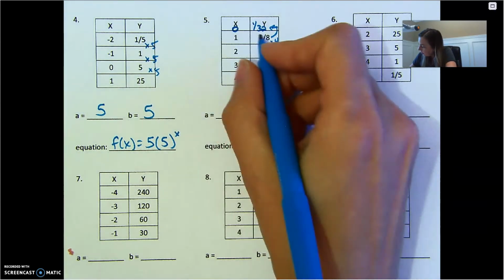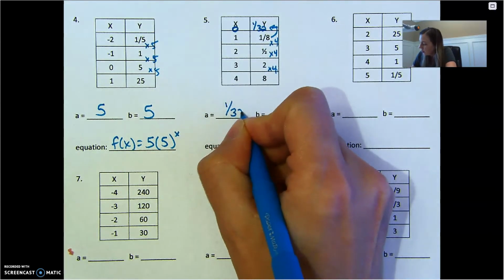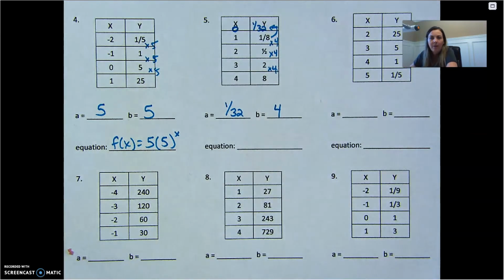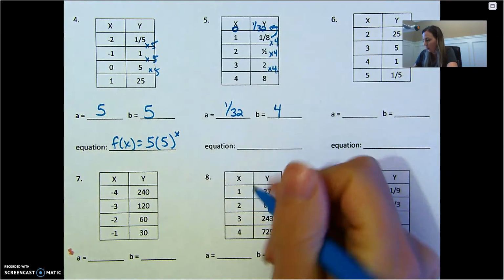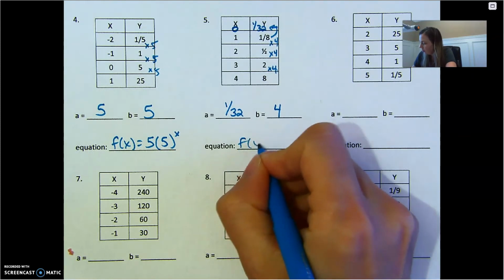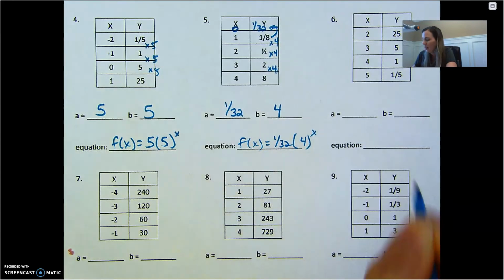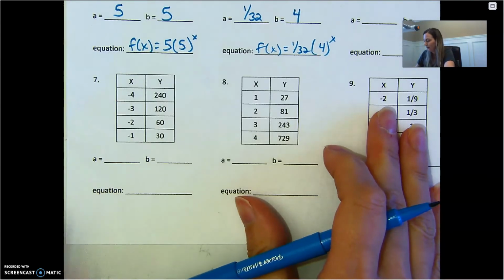Okay, so our initial value is this weird fraction, 1/32. The base is changing. It's growing at a rate of 4 times 4 times 4 times 4 times 4. So your equation would be 1/32 times 4 to the x. All right, take a look at number 7.